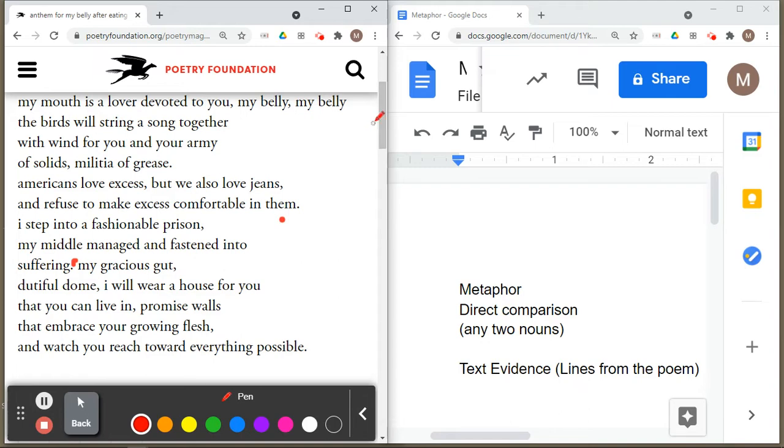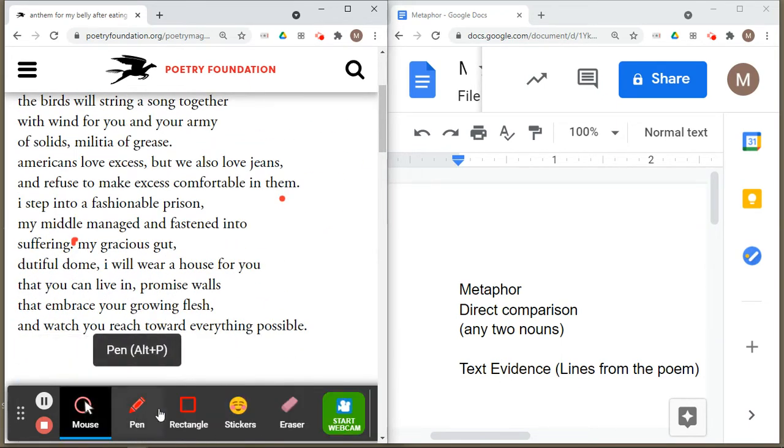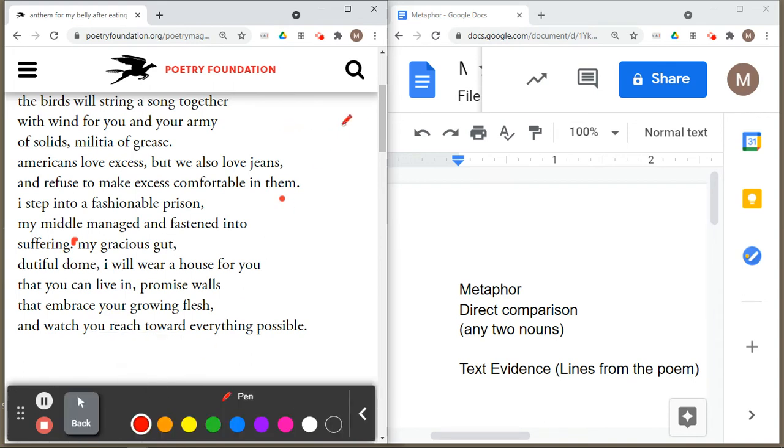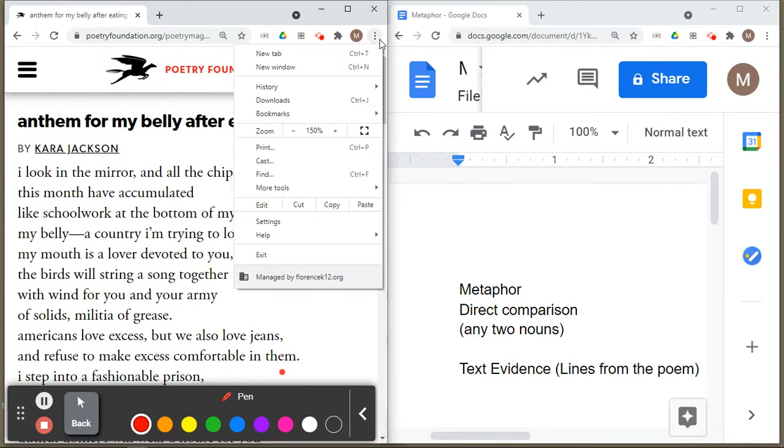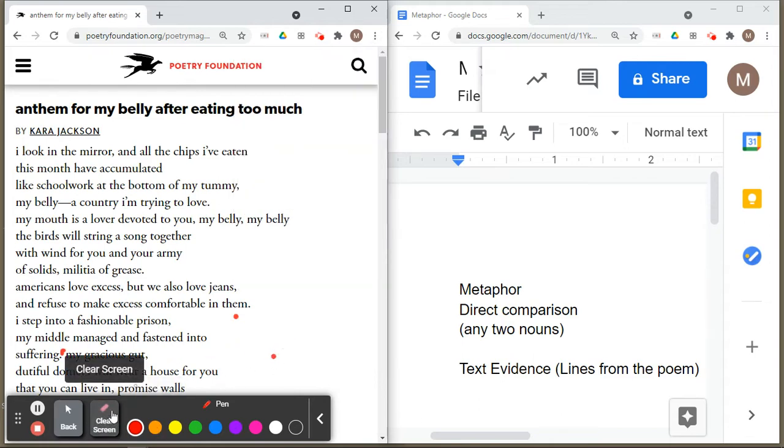All right, thank you, Kara Jackson, for this wonderful work, which we will be using for our look at metaphor. So I'm going to shrink this just a little bit and clear the screen. And we're looking specifically for metaphor, a direct comparison where two things, two nouns.